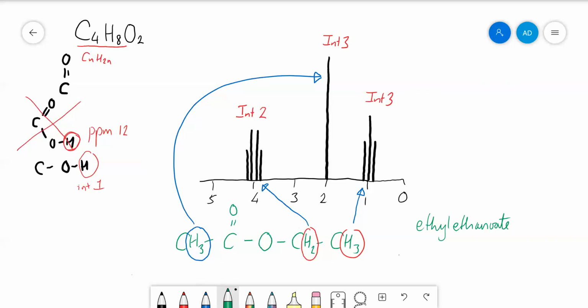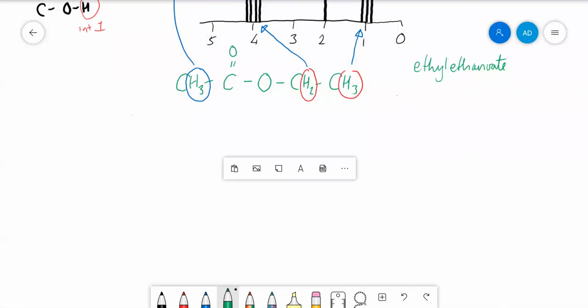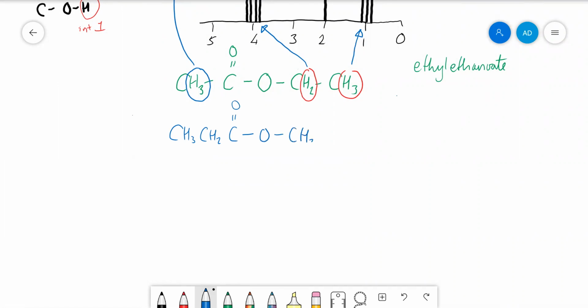Before we finish the video, let's just have a look at what the spectra would be if we had a very similar ester. So let's pretend instead of that one there, let's just say we've got CH3, CH2. Okay, so it's very similar. So once again, it's C4H8O2. This isn't ethyl ethanoate, this is methyl propanoate. Let's see what the spectra of that would be expected to be like.